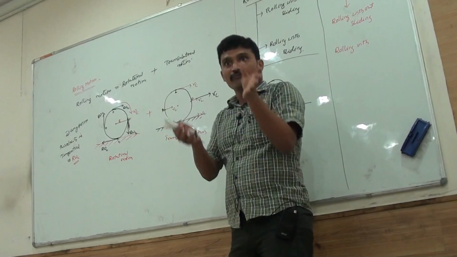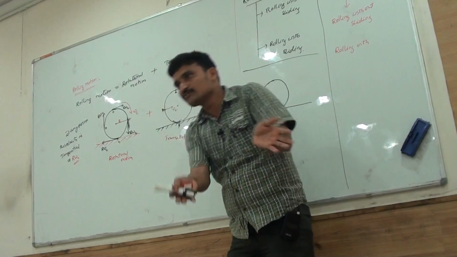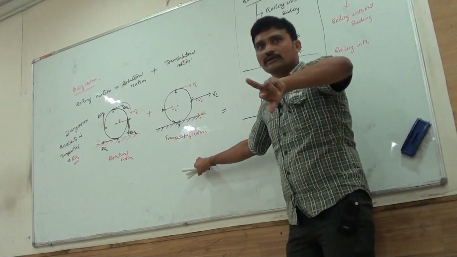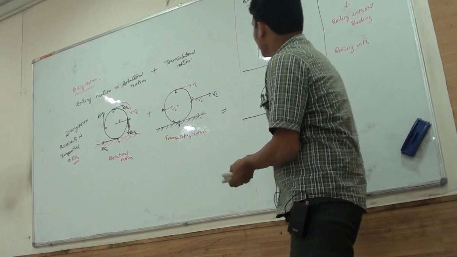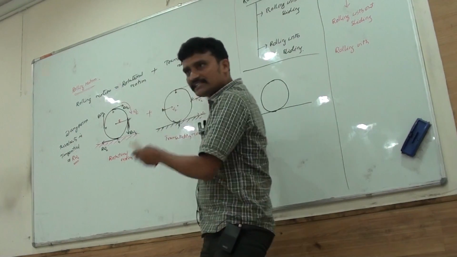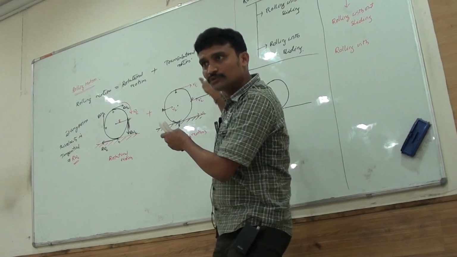Now observe the wheel of the bicycle. What's happening? It is a combination of both rotated motion and translated motion. Now observe this point. These two are vectors, these are omegas, and both are in the same direction.